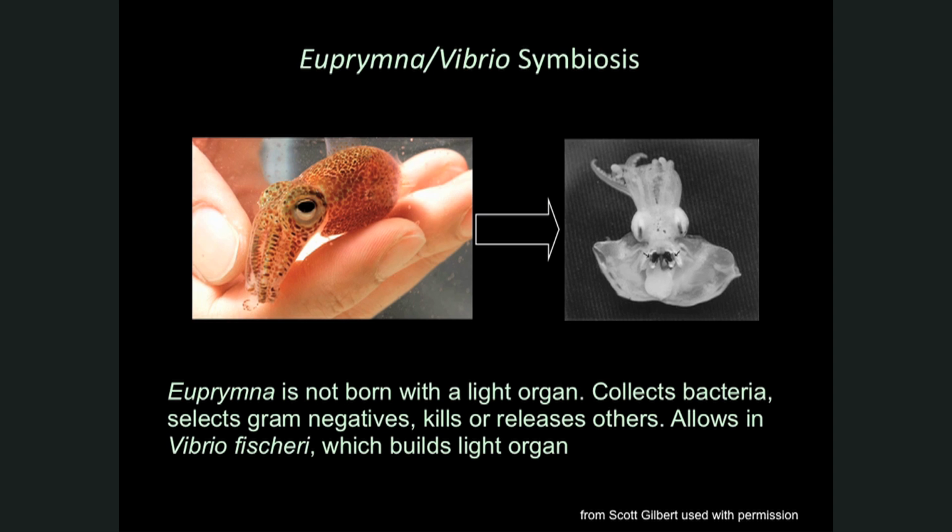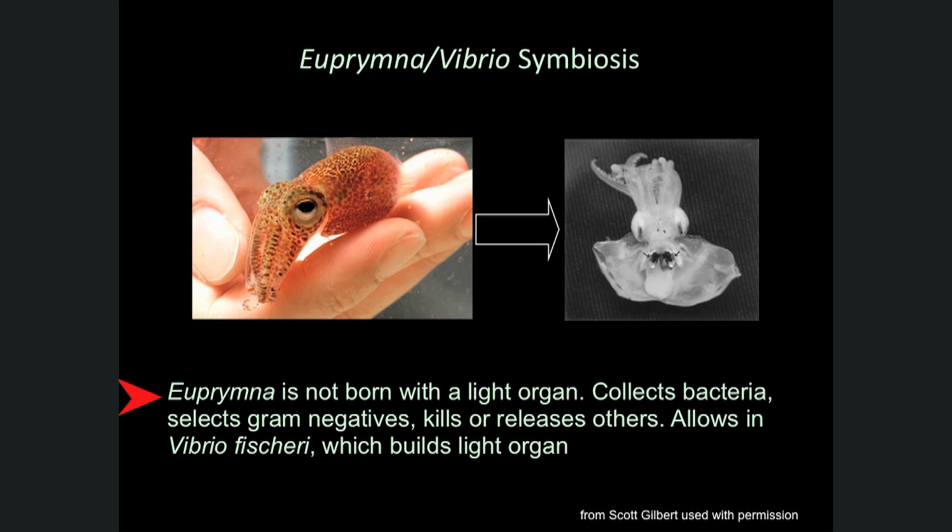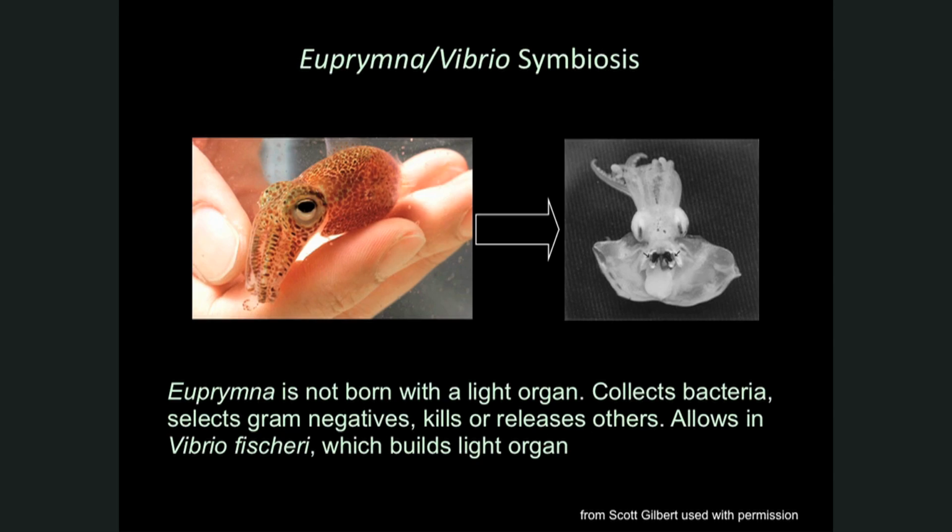Euprymna is a little squid, and it basically is born without a light organ, but when it gets to be an adult, it has a light organ. It collects Vibrio fischeri bacteria on its skin, and the bacteria actually create and populate the light organ. The light organ casts a bioluminescent light that masks the shadow of the squid, because without that light organ, it would cast a shadow and predators would know that it was swimming in the water column. So here an entire organ of an animal is being created by bacteria.